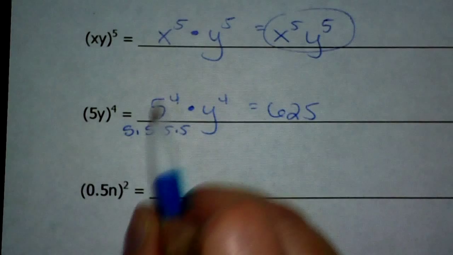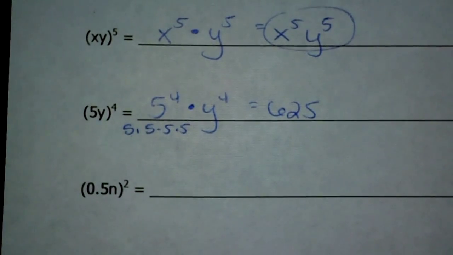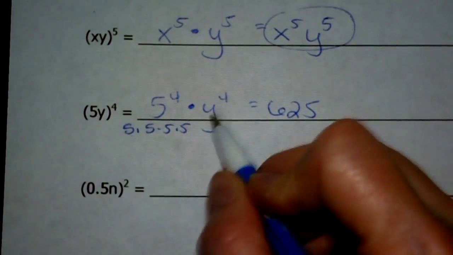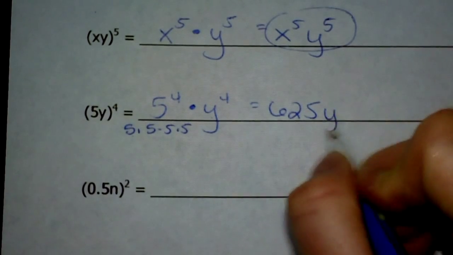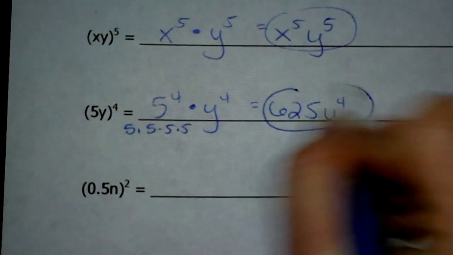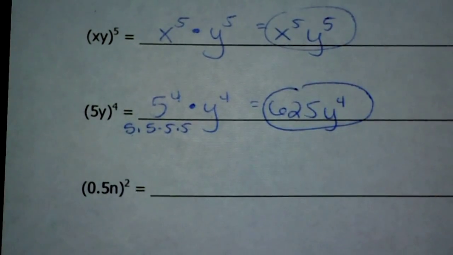So I can evaluate 5 to the 4th power because I know what 5 to the 4th power is. You can't evaluate y to the 4th power because we don't know y. So I'm just going to rewrite that. That would be my final answer. That's, again, simplified because it doesn't contain any parentheses.